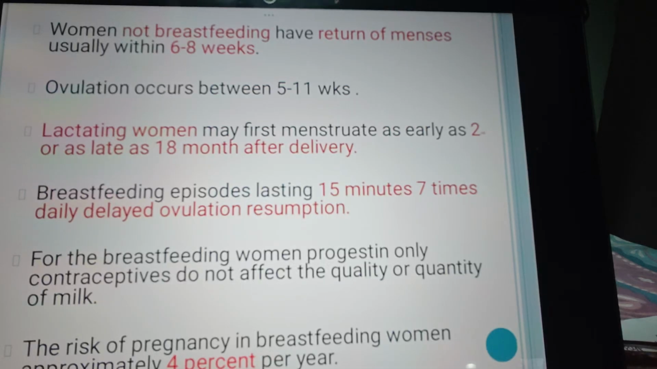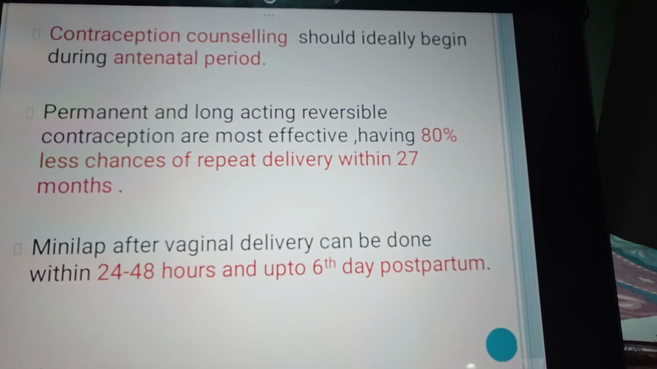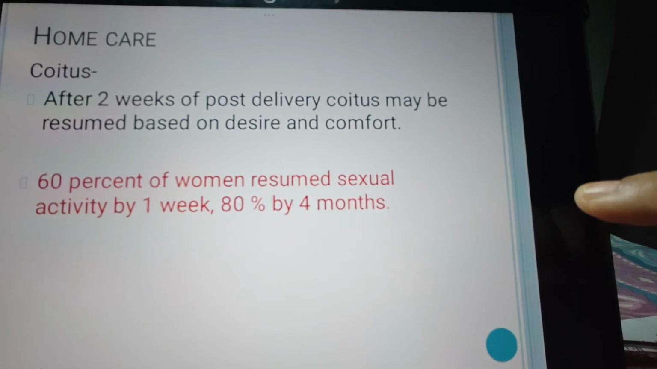For breastfeeding women, progestin-only contraceptive is recommended, and the risk of pregnancy in breastfeeding women is around 4% per year. Contraception counseling should ideally begin in the antenatal period. Permanent methods and LARC are most effective, with 80% fewer chances of repeat delivery within the next 27 months. Mini lap after vaginal delivery can be done within 24 to 48 hours and up to 6 days postpartum. So what is the duration where mini lap can be done? Mini lap can be done from 2 days to 6 days.